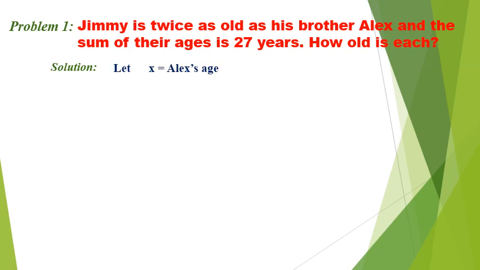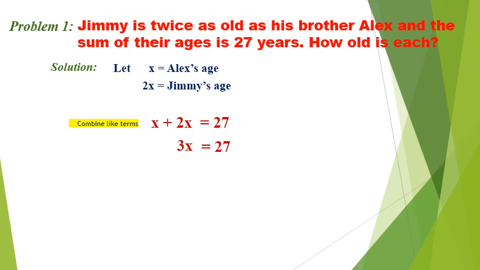let x be Alex's age. We will use x to represent the age of Alex, which is unknown, and let 2x be Jimmy's age, since it's said in the problem that Jimmy is twice as old as his brother Alex. From that condition, we now have x plus 2x is equal to 27. And we have to do combining like terms. So x plus 2x is equal to 3x and copy down 27.